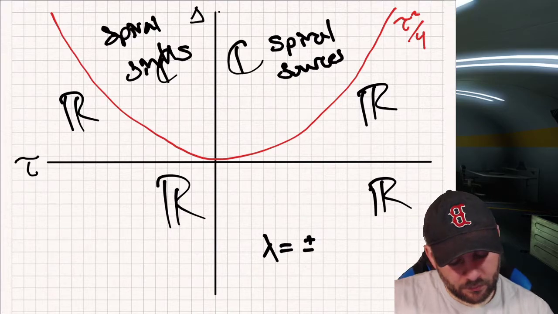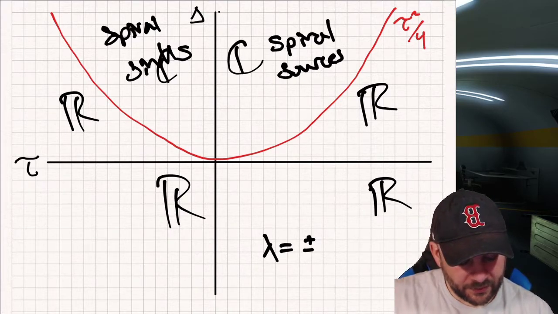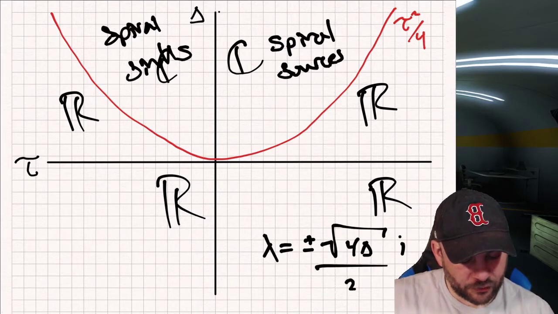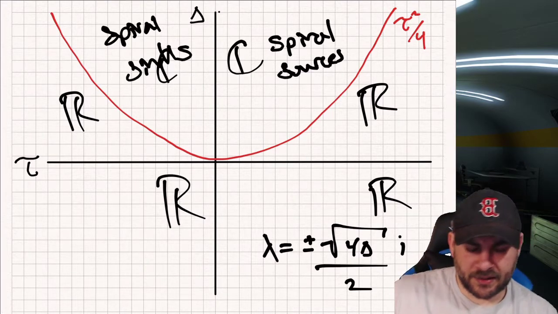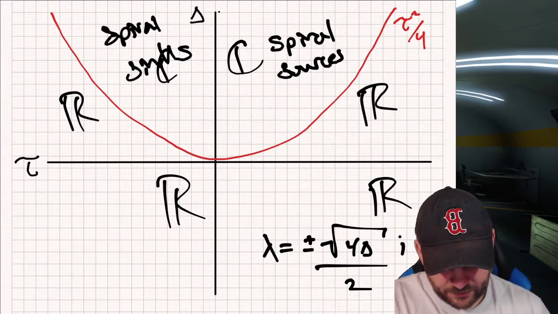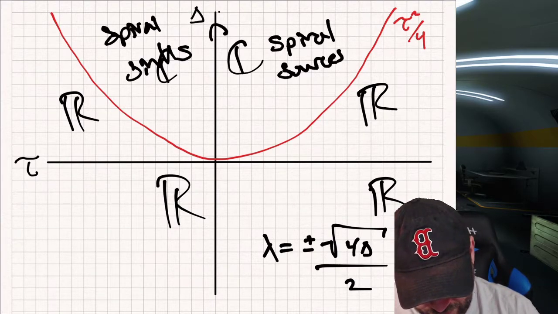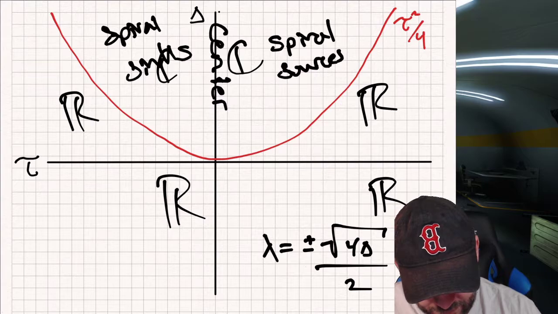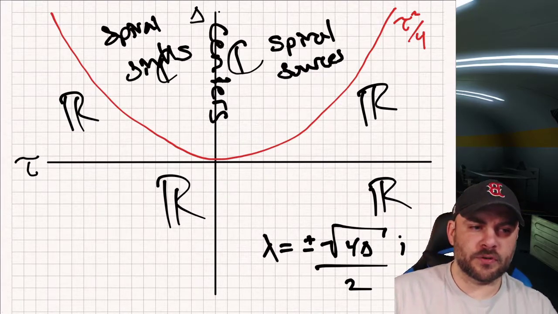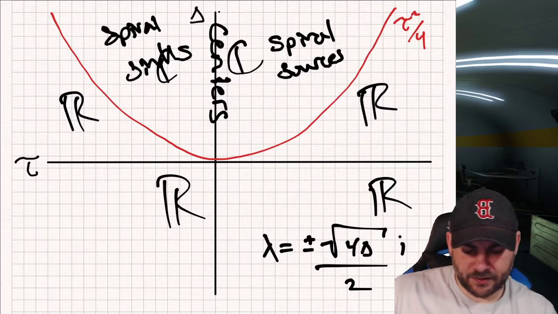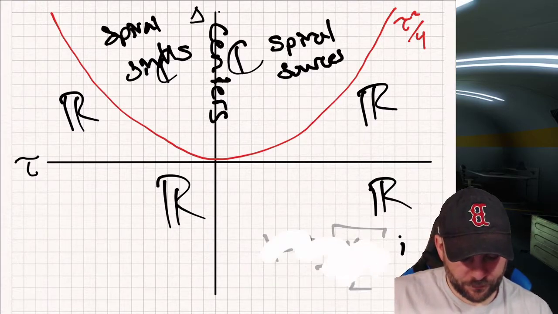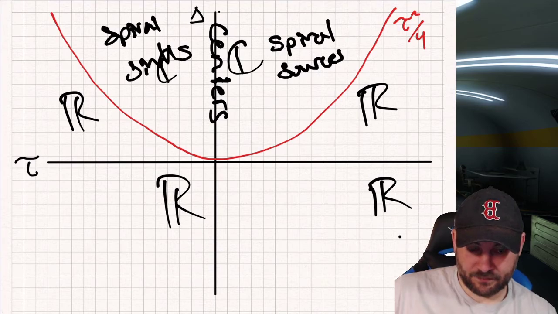And then if tau is 0, then my eigenvalue could be written as plus or minus the square root of 4 delta i over 2, which is the square root of delta i. But anyway, it would be purely complex. And so along this axis right here, this is where the centers are. Those nice circle periodic solutions live right there on the dividing line. I hope that we can all see that.